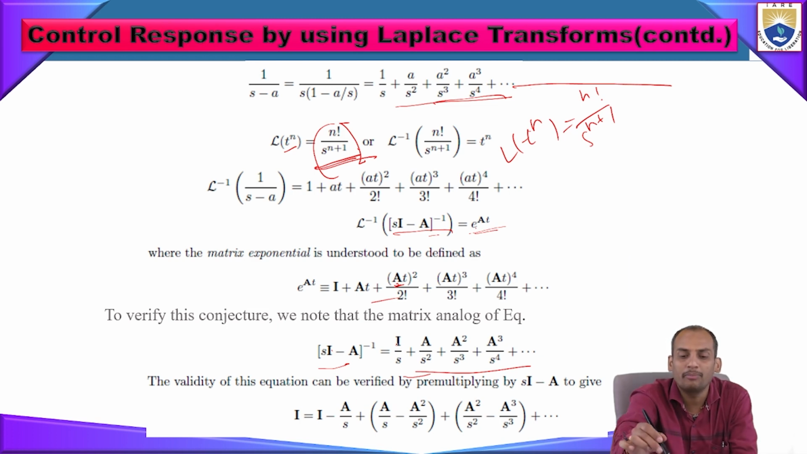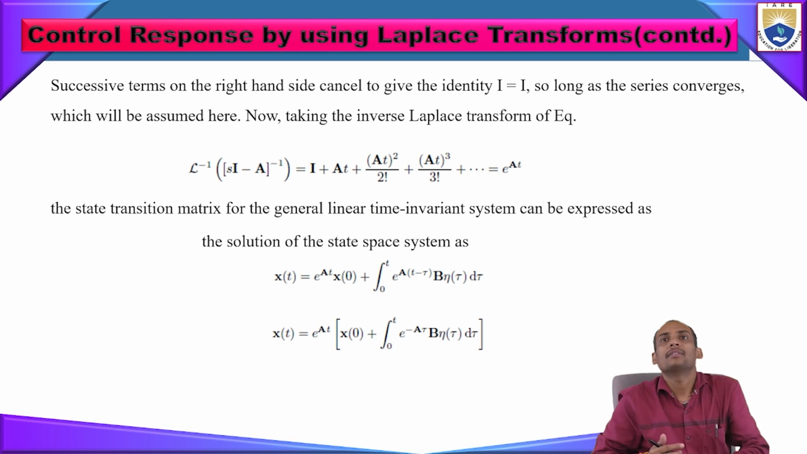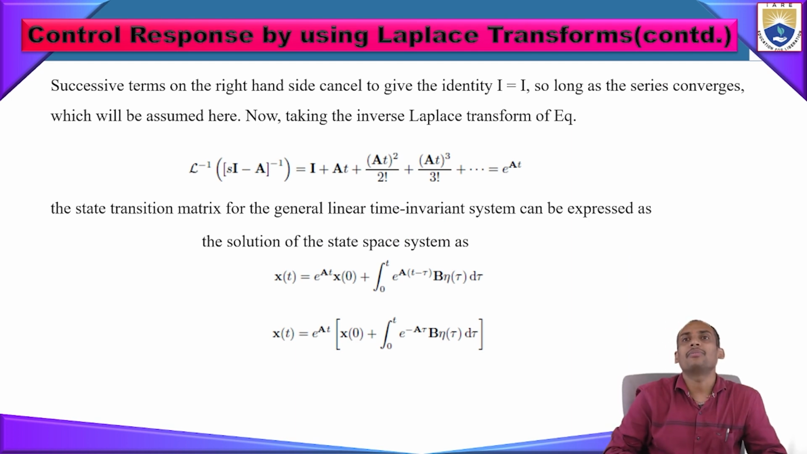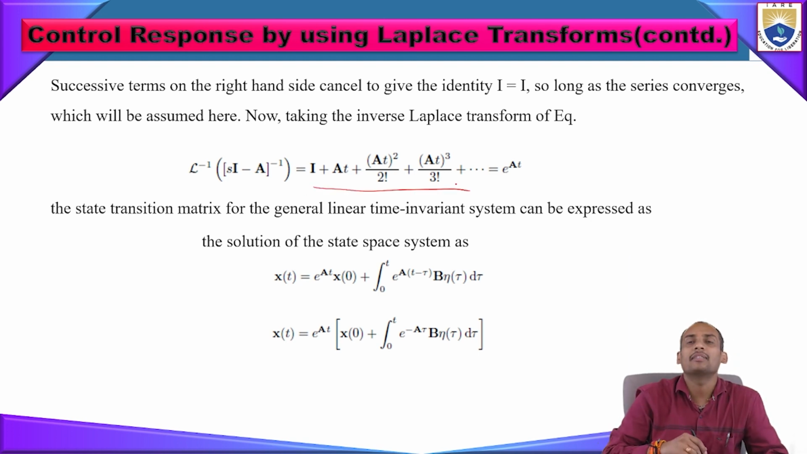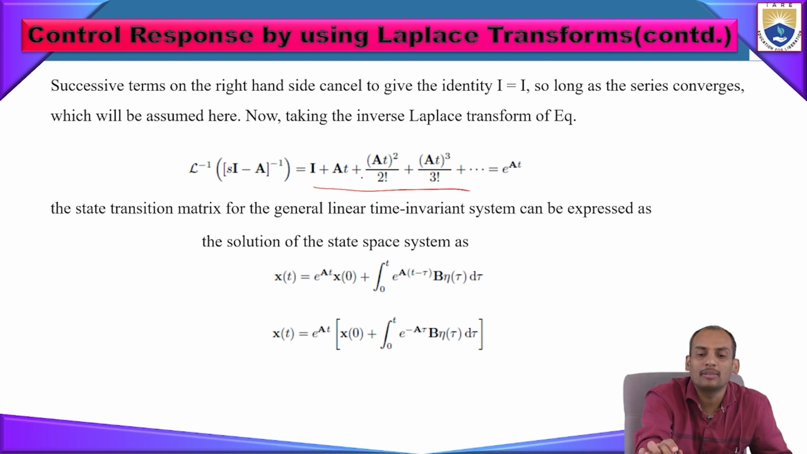If you make it like this, a by s minus a by s square plus a square by s square minus a cube by s cube, it goes on. So for the successive terms, if you take I equal to 1, then the inverse Laplace transform of (sI minus A) inverse we can write as I plus At plus A squared t squared and so on, in terms of expansion. So this will be equal to e power At.